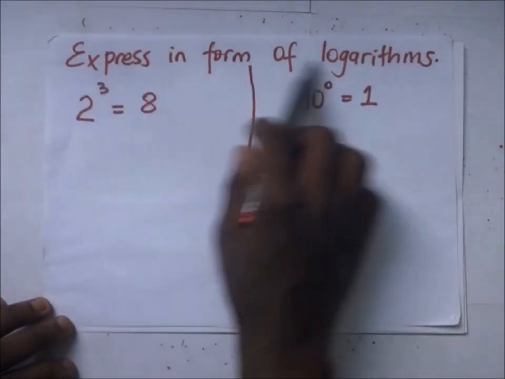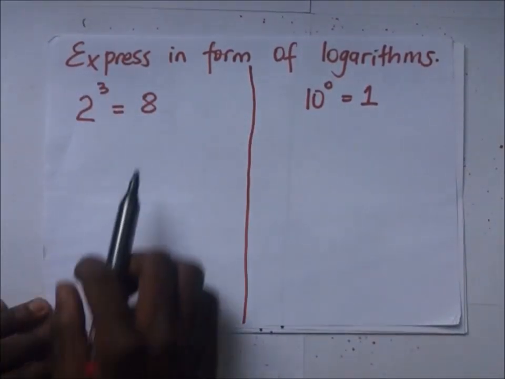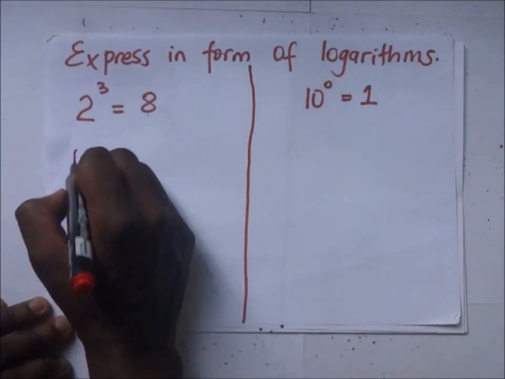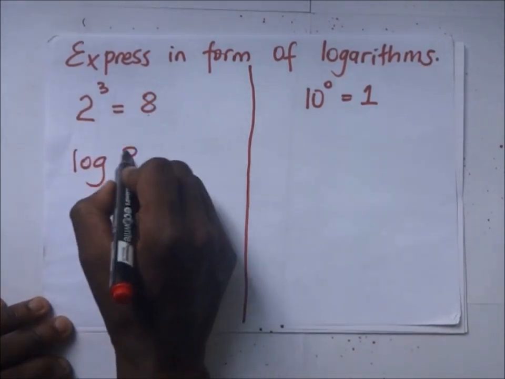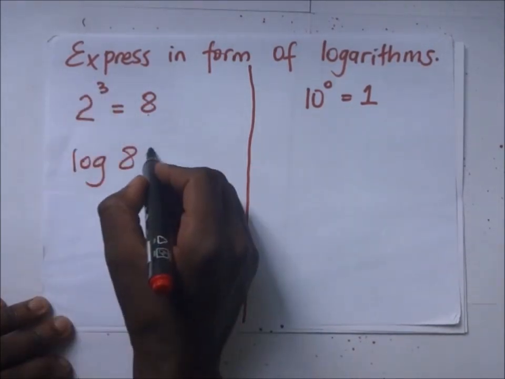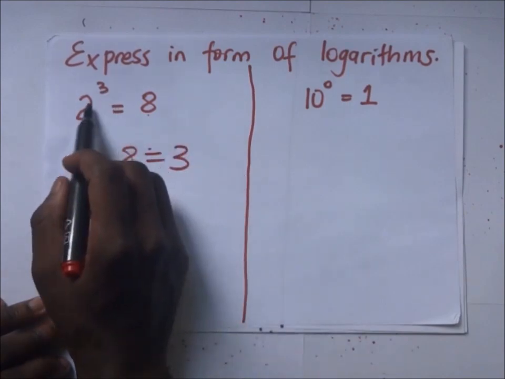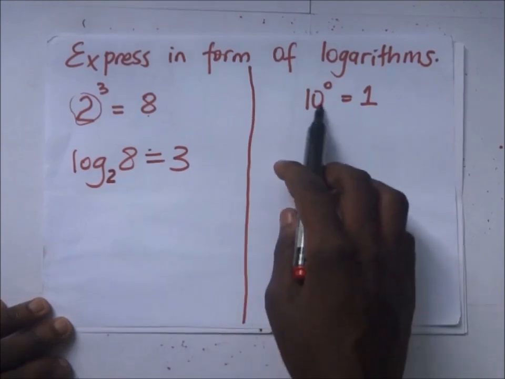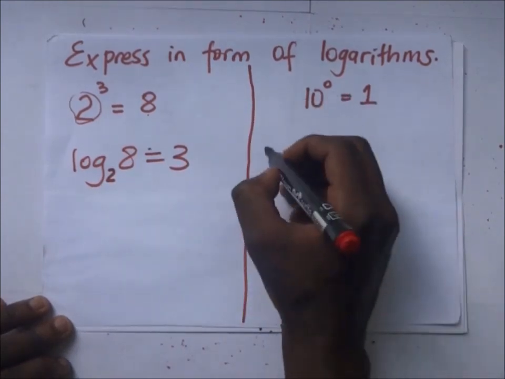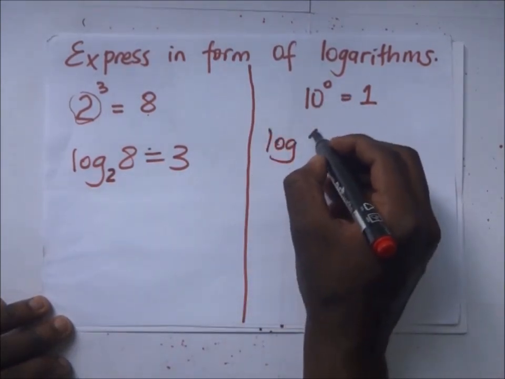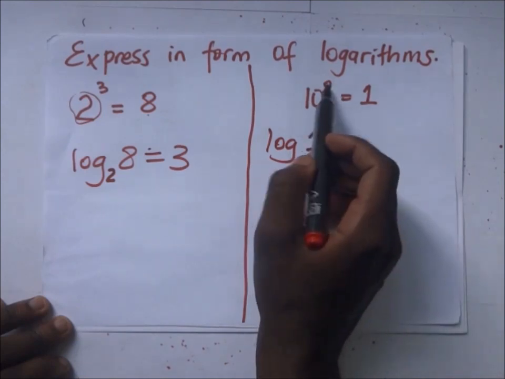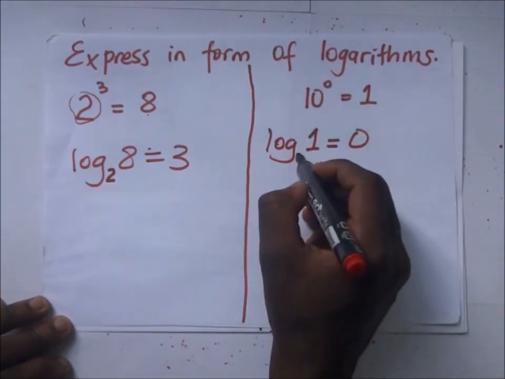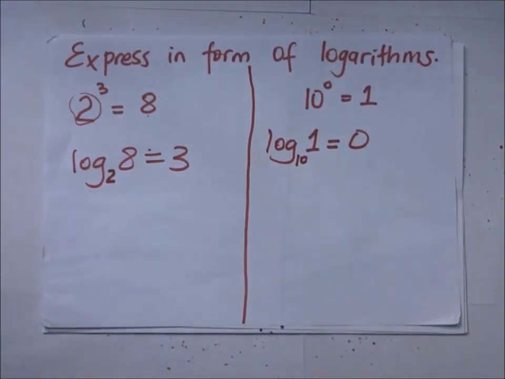So let's do a few examples. What is expressed in the form of logarithm? So what's the log of 8? Simple. The logarithm of 8 here is going to be 3. But what's the base of the logarithm? It's 2. So it's base 2. Likewise here, what's the log of 1? So the logarithm of 1 is going to be 0, but it is to base 10.